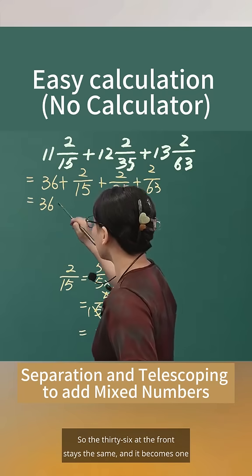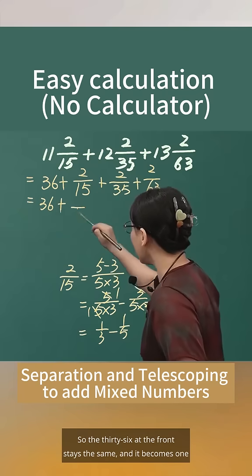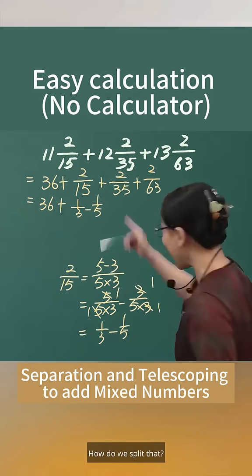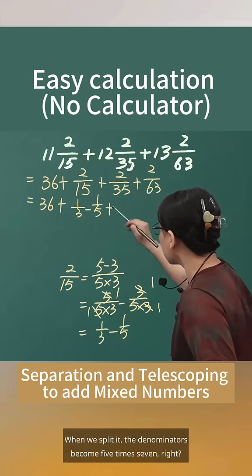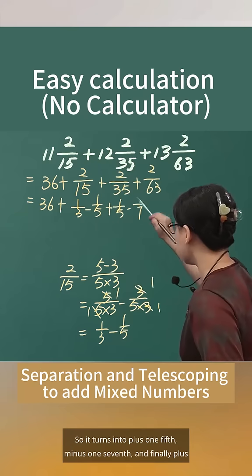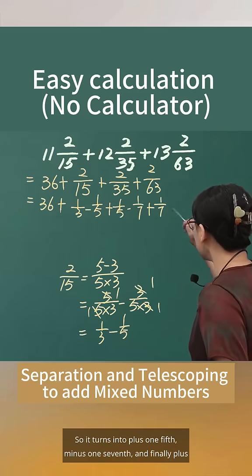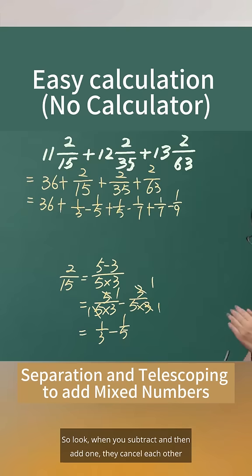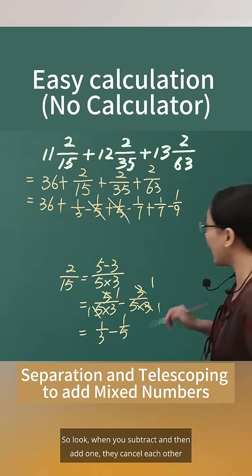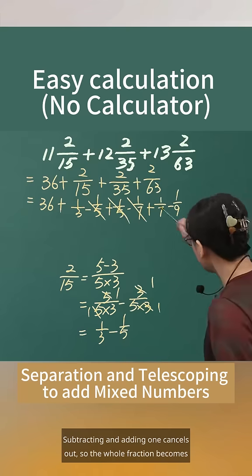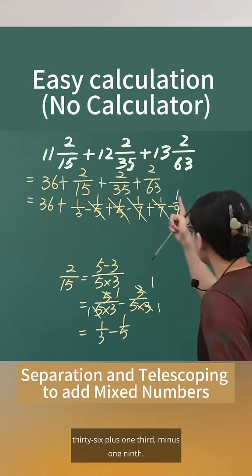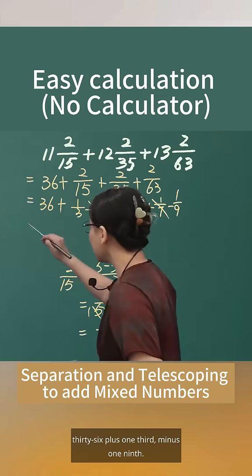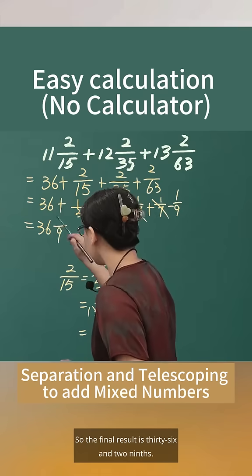So the 36 at the front stays the same, and it becomes 1/3 minus 1/5. How do we split that? When we split it, the denominators become 5 times 7, right? So it turns into plus 1/5 minus 1/7, and finally plus 1/7 minus 1/9. So look, when you subtract and then add, they cancel each other out, don't they? Subtracting and adding cancels out, so the whole expression becomes 36 plus 1/3 minus 1/9. So the final result is 36 and 2/9.